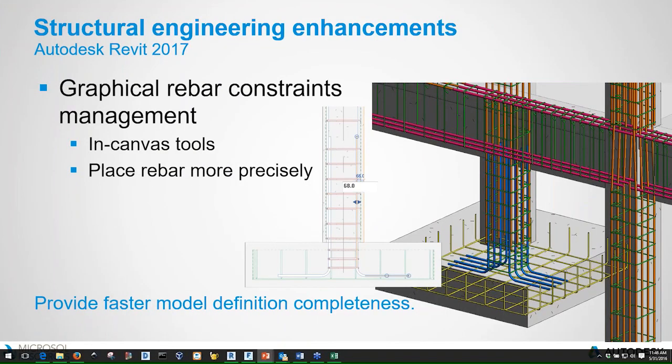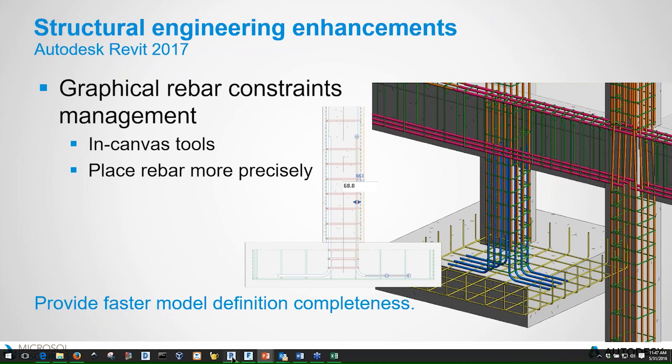We also have something called the graphical rebar constraints. Okay, you can experience an improved reinforcement workflow because these constraints are now in Canvas tools, and they replace an extra step, an extra dialog box. And what this allows you to do is place rebar more precisely, and you can place standard rebar shapes that snap to adjacent standard rebar, or constrain them to host faces.